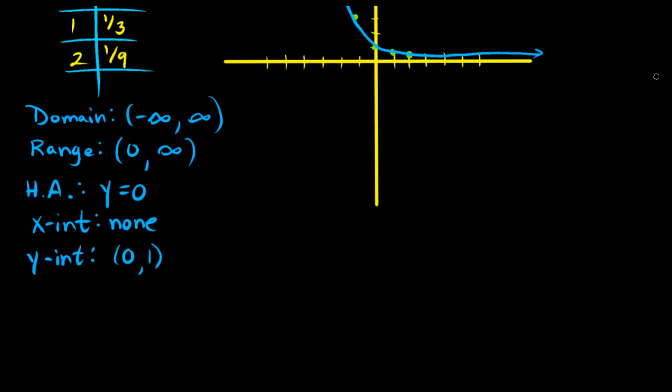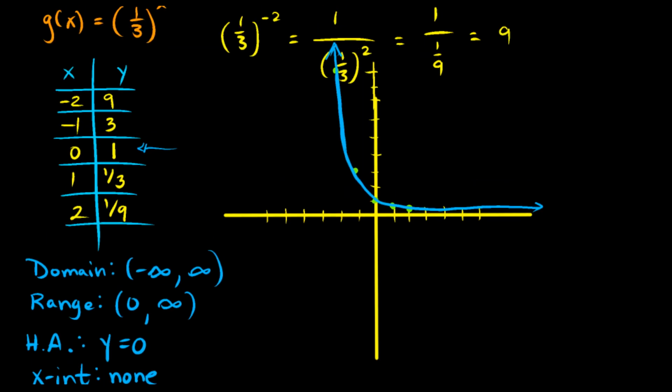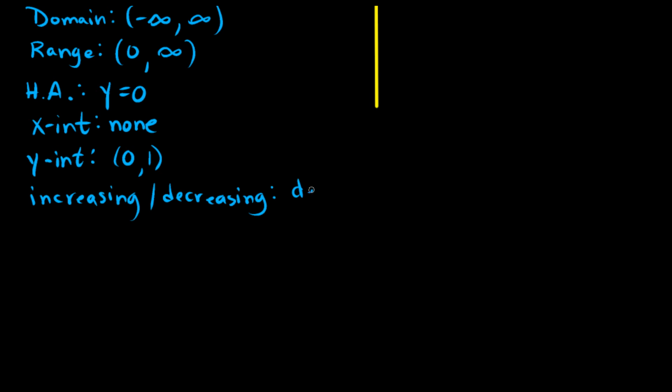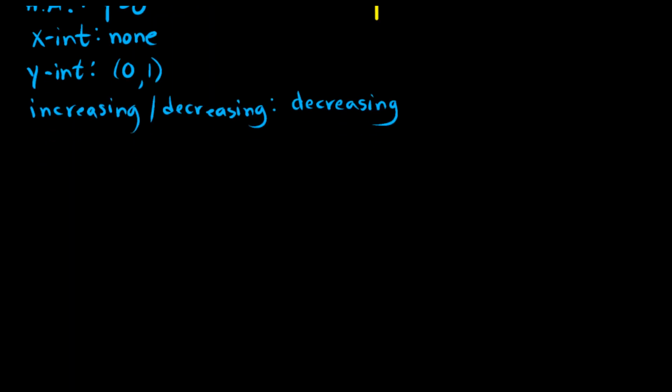And the last thing that we could talk about potentially is whether it's increasing or decreasing as x increases. So if we look at the graph, as we go from left to right, the graph is going down. So that means it's decreasing. Now the other things that we could be talking about would be something called transformations, and that's the next thing that we're going to be going over.